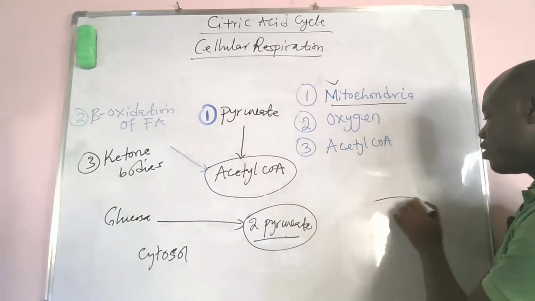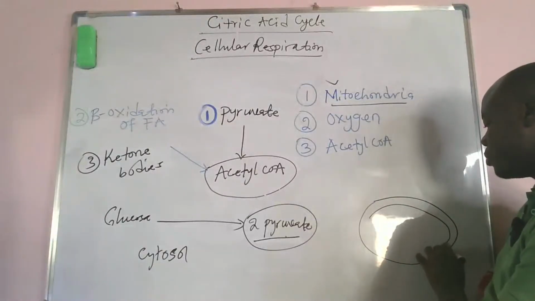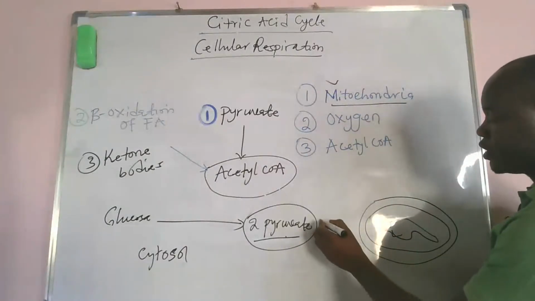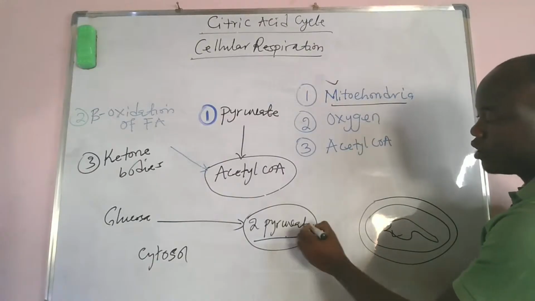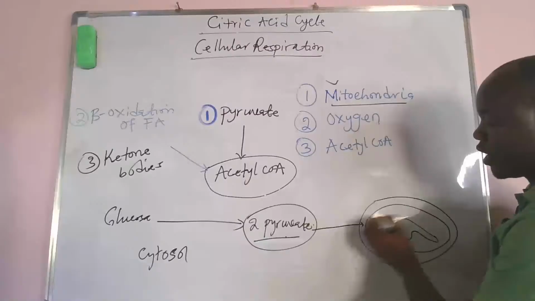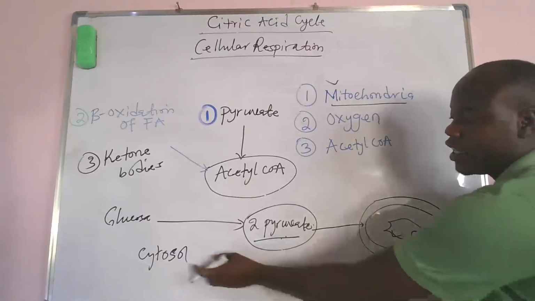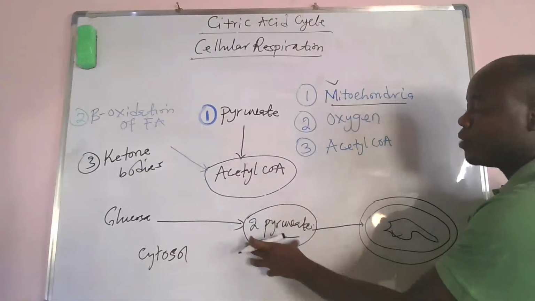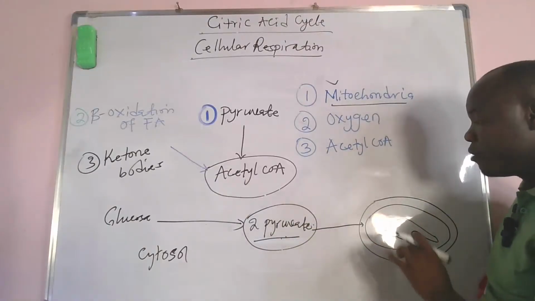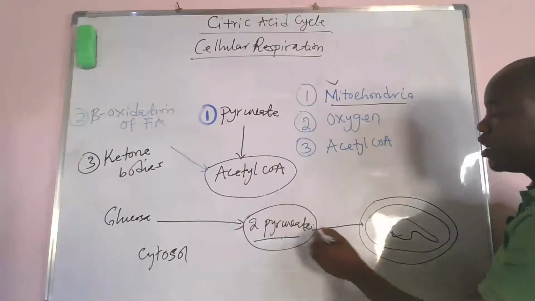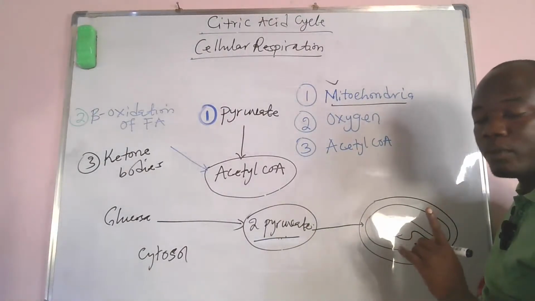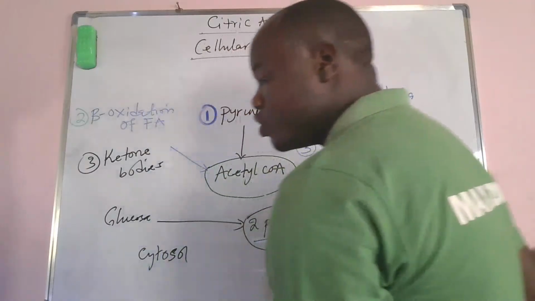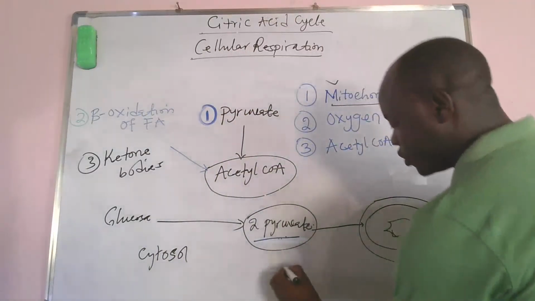So of course we have the mitochondria, and the mitochondria is made of an outer membrane and an inner membrane. The pyruvate generated in the cytosol must transport itself from the cytosol to the mitochondrial matrix. But before it gets to the mitochondrial matrix, the pyruvate will first be transported to the outer mitochondrial membrane. And how does it actually get in? It uses what you call passive transport.